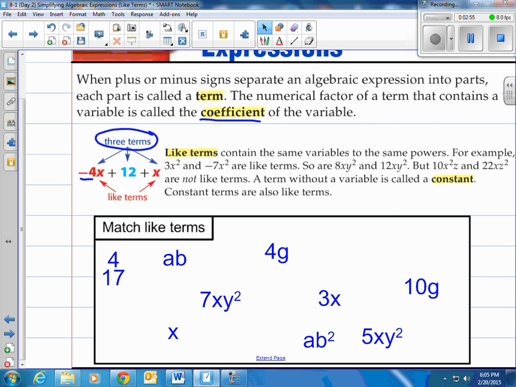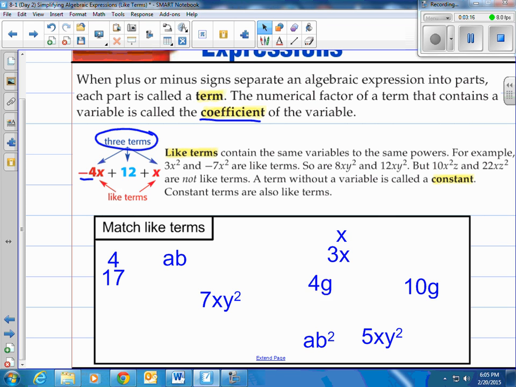How about this x? Does that go with anything? Sure does. X goes with this 3x because the variable is the same and the power on the variable is the same. Don't worry about the 3. That's the coefficient in front. We don't have to worry about that. When you're looking for like terms, you just look at the variable and the exponent.